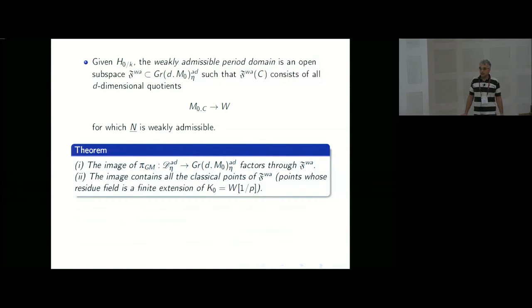And the theorem, which is a deep theorem, we'll get back to it tomorrow as an application of the Fargues-Fontaine curve, is that the image of the Grothendieck-Messing period morphism lands inside this weakly admissible open subset of the Grassmannian, analytic open subset, and contains all the classical points of it.